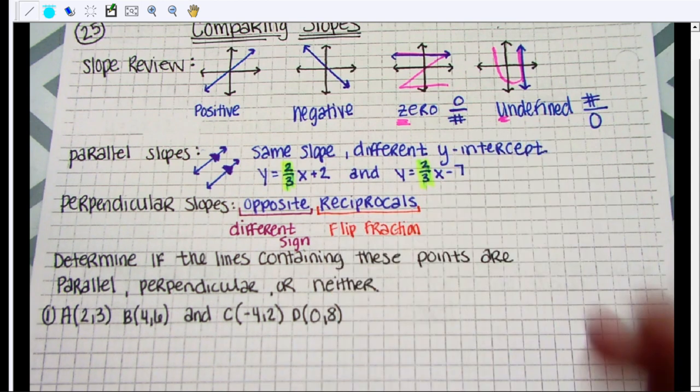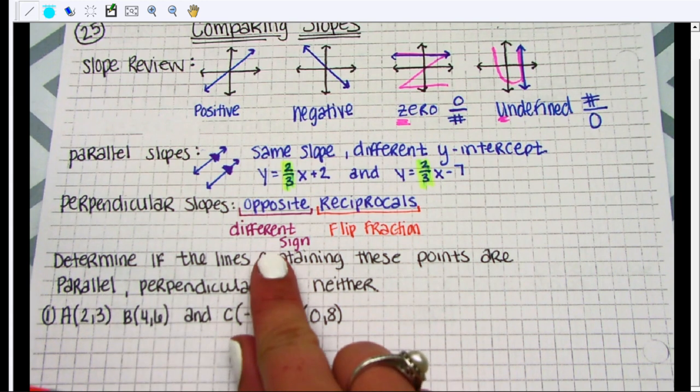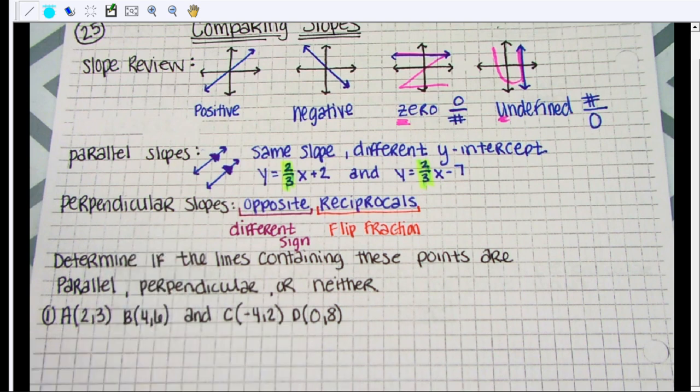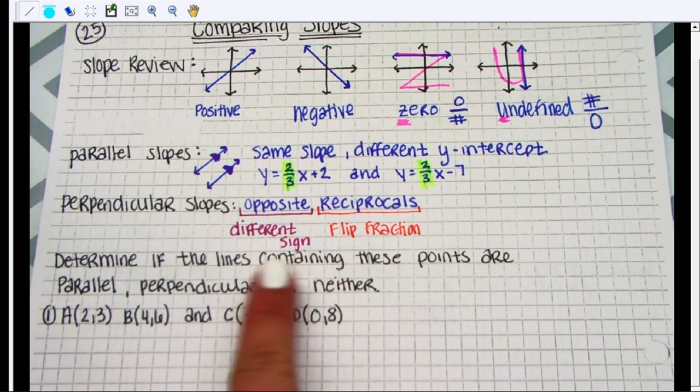So when we're comparing, our fractions are going to be flip-flopped, meaning one of them might be 2 over 3. The other one would flip to 3 over 2. Then their signs will be different, meaning one of the slopes will be positive, one of the slopes will be negative. In order for it to be considered perpendicular, both of these things must happen.